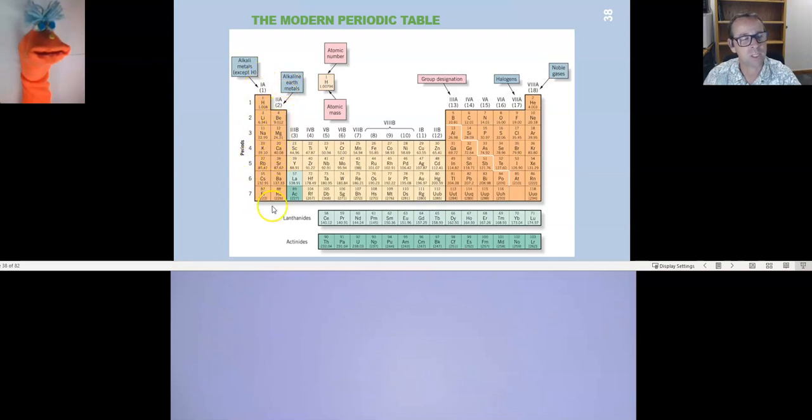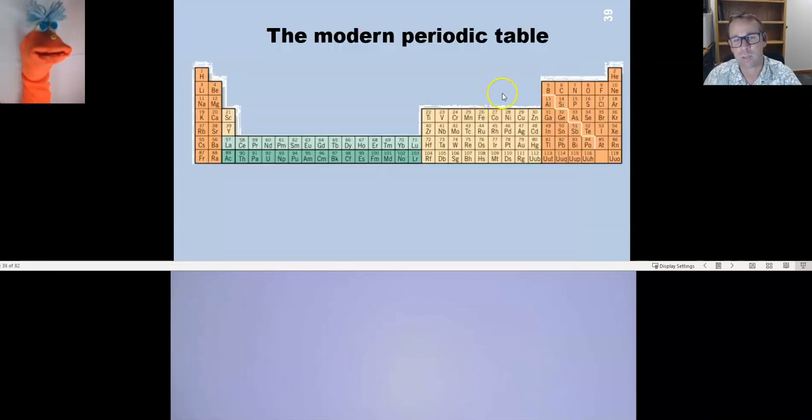Over here are our alkaline earth metals. These are our halogens. And there are different names for these columns as well, but these are the important ones that we'll want to remember. Our noble gases, which is the easy one. You've probably heard a lot about those. The halogens, the alkali metals, and the alkaline earth metals. Those are the important families.